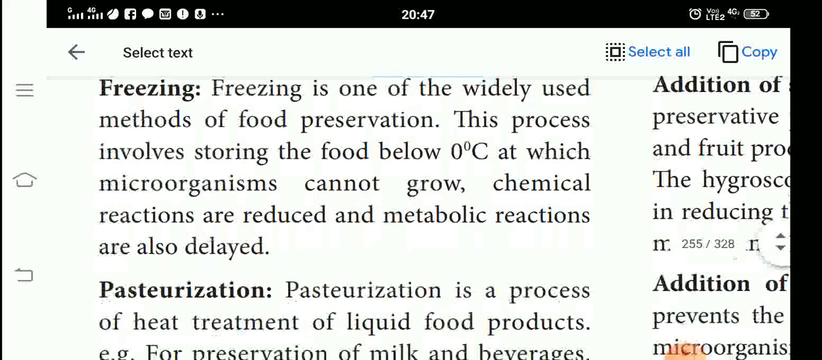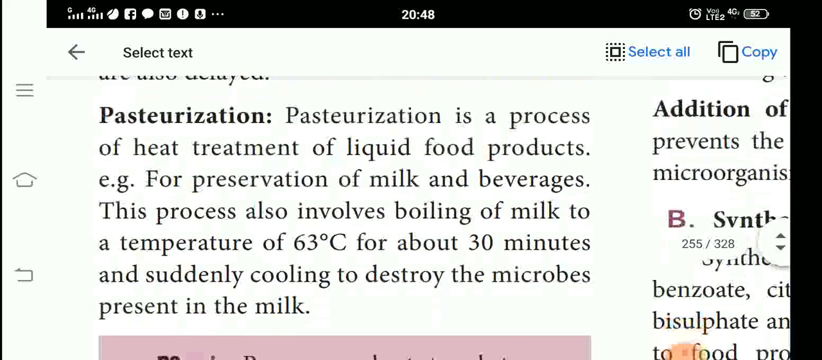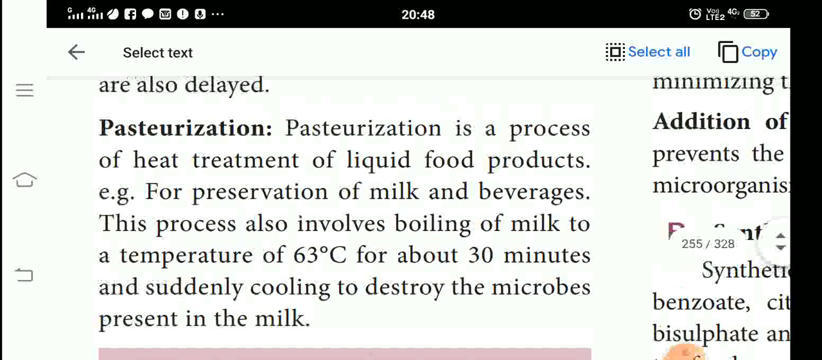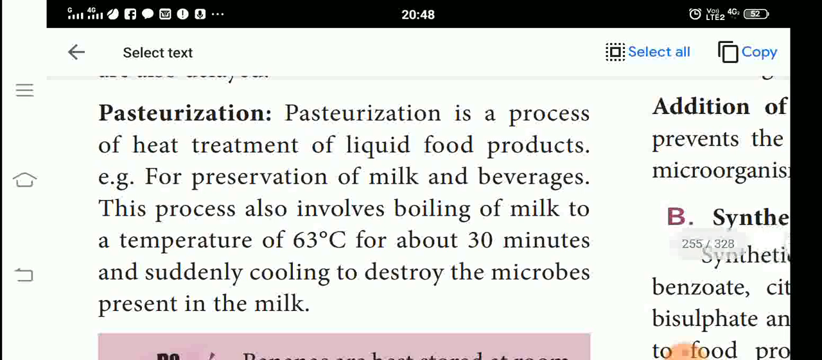So okay. The next one, pasteurization. This is particularly for preserving the milk. Pasteurization is the process of heat treatment of liquid food products. Here we are heating the milk to a high temperature for preservation of milk and beverages, some of the cold drinks. This process involves heating milk to a temperature of 63 degrees Celsius for about 30 minutes. And then we are suddenly cooling the milk.